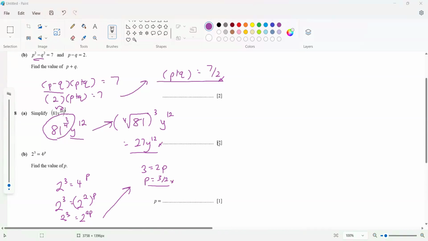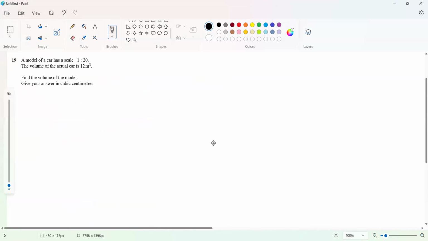So that's it for 18. And then for 19. So 19, model of a car has a scale. So we have this here. The model of a car has a scale of 1 to 20. The volume of the car is 12 meter cube. Find the volume of the model.